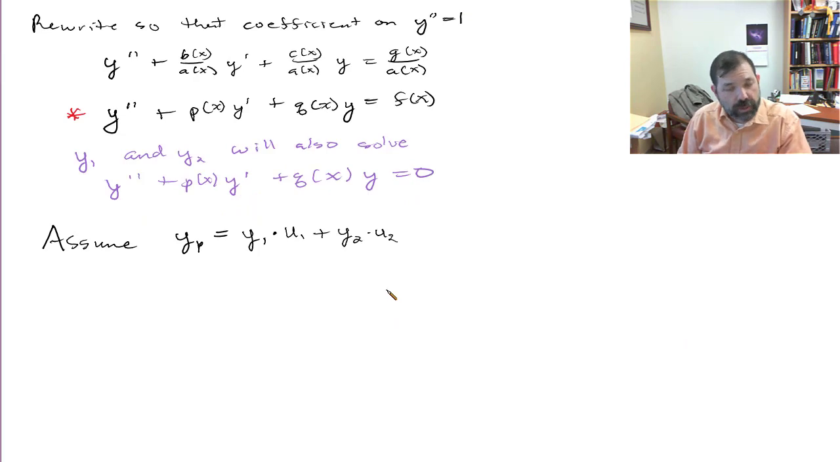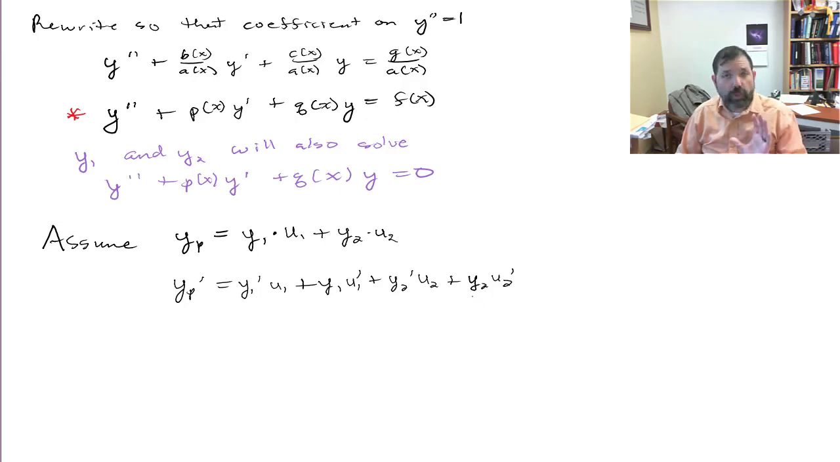Now, we'll need to substitute this assumed solution into the differential equation. Well, let's find derivatives. So then y p prime, applying the product rule, I'd have y1 prime u1 plus y1 u1 prime plus y2 prime u2 plus y2 u2 prime.